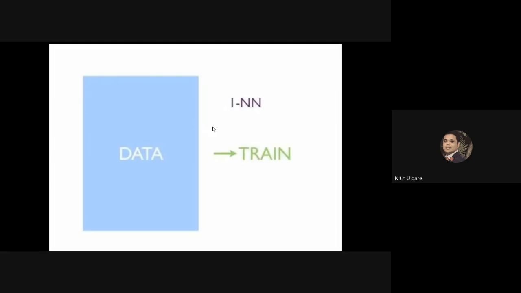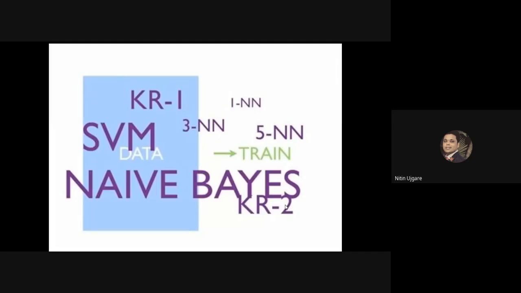Let us say we can have a one nearest neighbor system, a 3 nearest neighbor system, a 5 nearest neighbor machine learning system, kernel regression with 1 sigma classification system, kernel regression with 2 sigma classification system, then the naive Bayes algorithm, an SVM classifier and whatnot. The list is endless. We have thousands of machine learning algorithms that we can use.